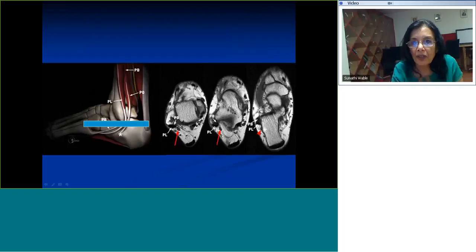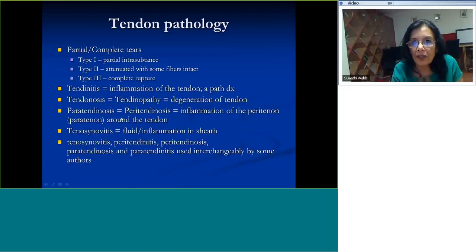Again, you see the normal peroneal tendons here. You can also see normal variations such as the peroneus quartus. Typically, you don't see a muscle belly below the level of the lateral malleolus. Here you have a peroneus quartus.